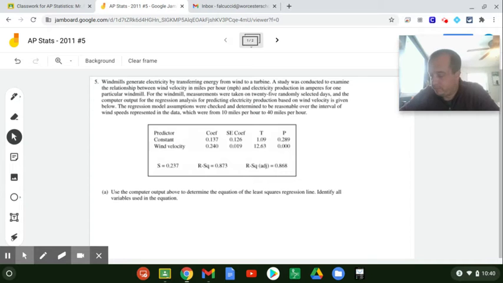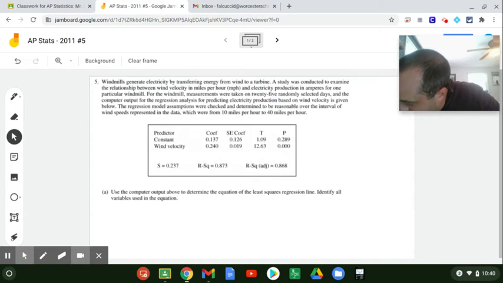All right, so if we're starting out right here, A says use the computer output to determine the equation of the least squares regression line. Identify all variables used in the equation. So first thing we need to look at, okay, what is our response variable? It's right up there. Electricity production is what we are trying to predict.